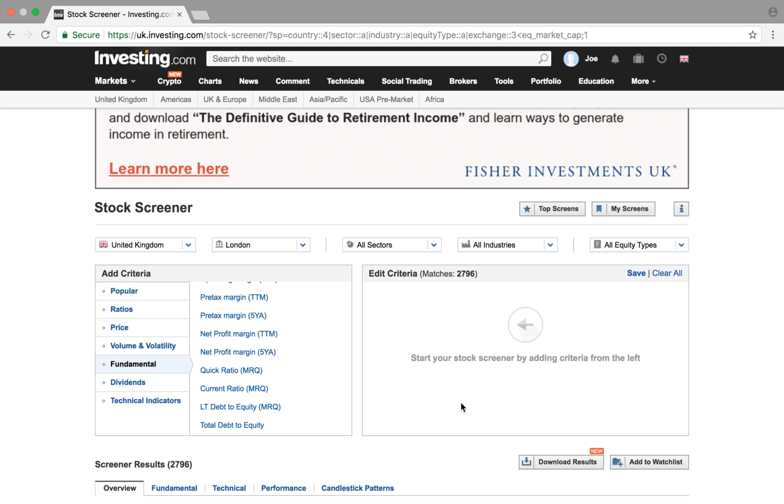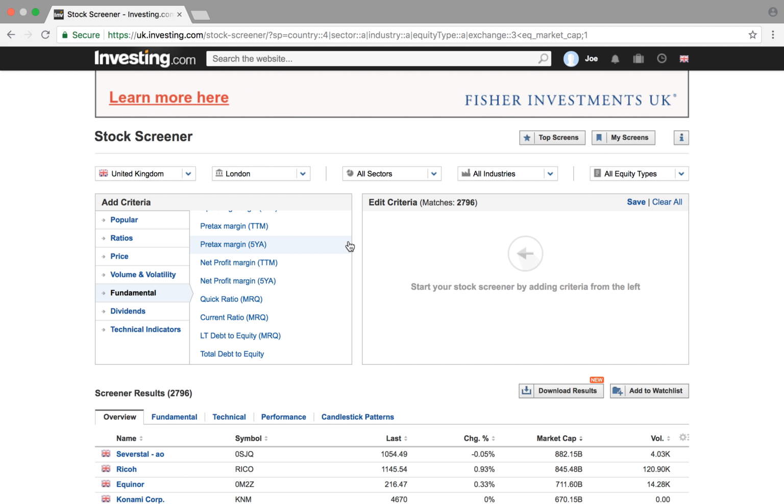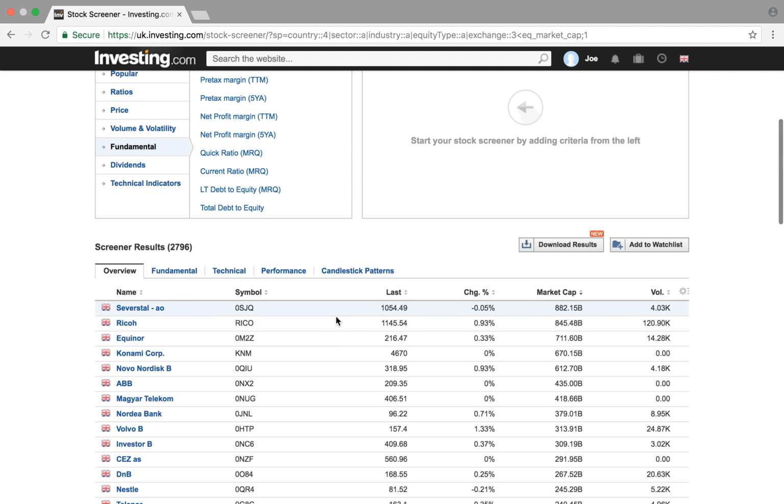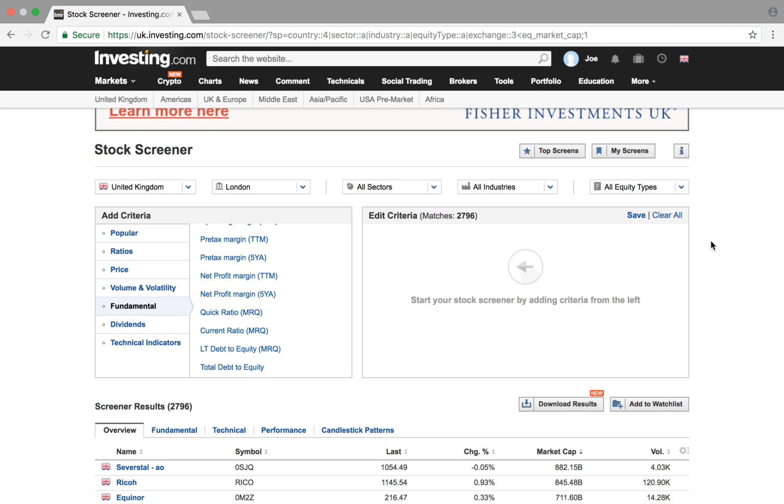And then we're going to start entering our criteria. So you add them from the left-hand box and they appear in the right-hand box. And then the stocks appear at the bottom here. So we're going to try and get that number down a little bit and get some nice undervalued dividend-paying stocks that we love so much into this bottom box.